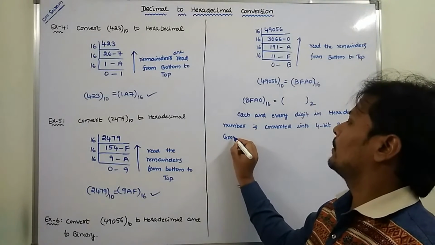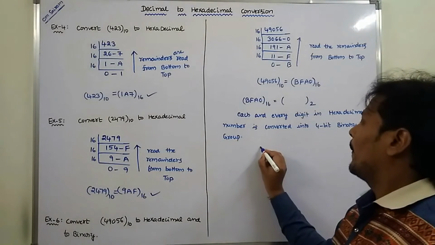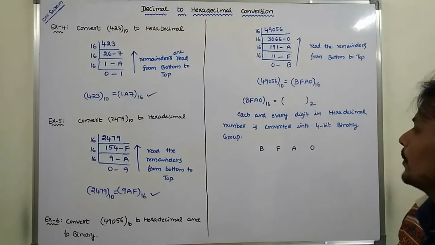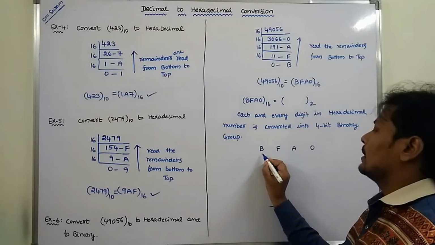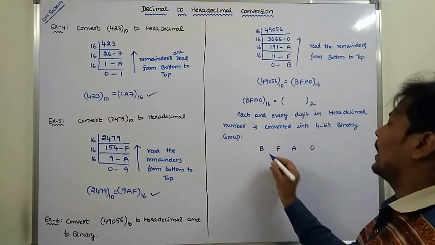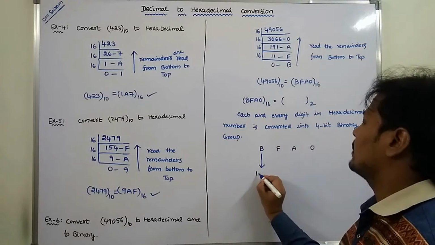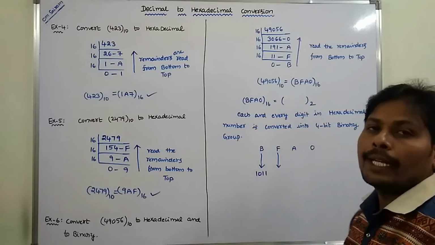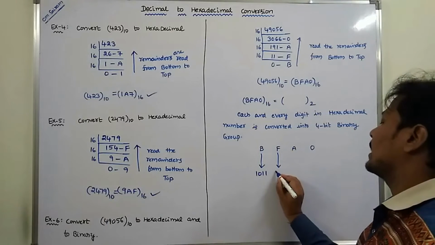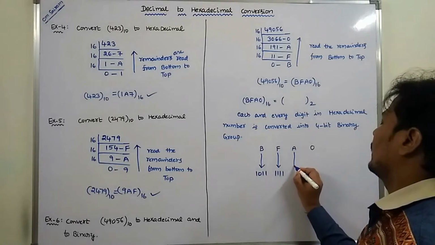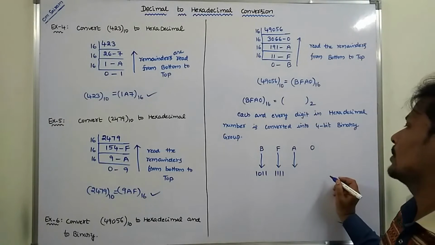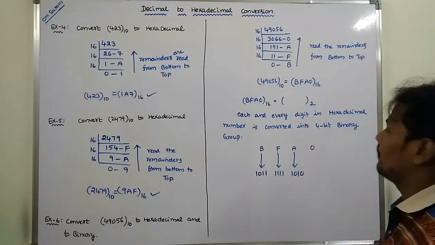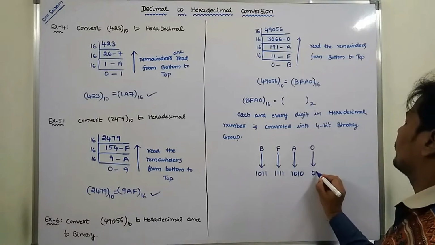4-bit binary group. Okay, so now BFA0. Capital B is nothing but 11, so 11 can be written as 1011. Capital F is nothing but 15 in the hexadecimal number system. The equivalent binary is 4 ones. Capital A is 10, so 10 can be written as 1010 in binary. Next, 0 can be written as 4 zeros.